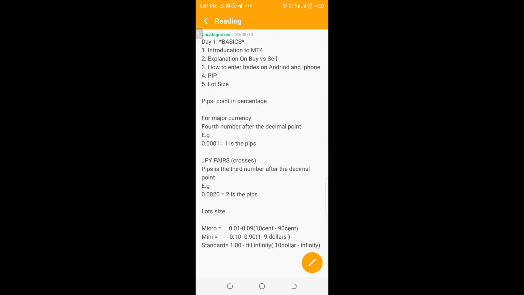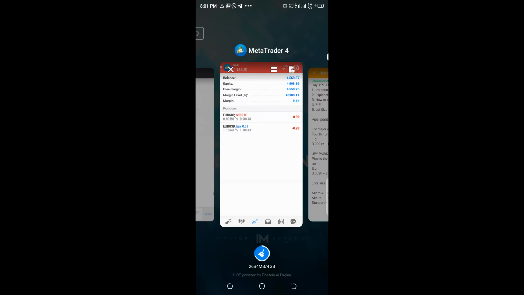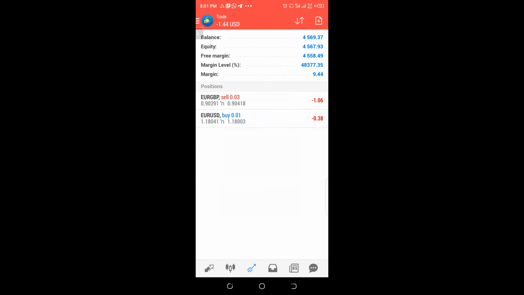So you can see what I did. For example, my PIP for 0.0001, 1 is my PIP. So now let us go to the MetaTrader 4. Guys, look at this number below.